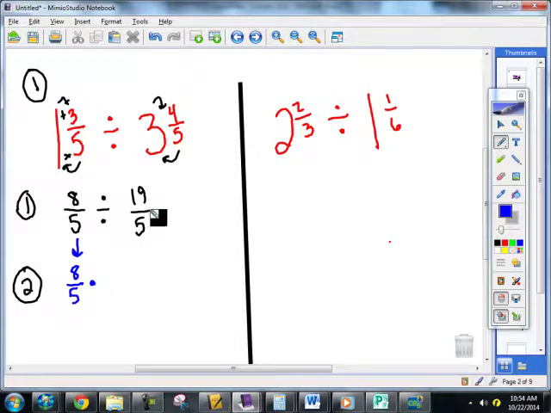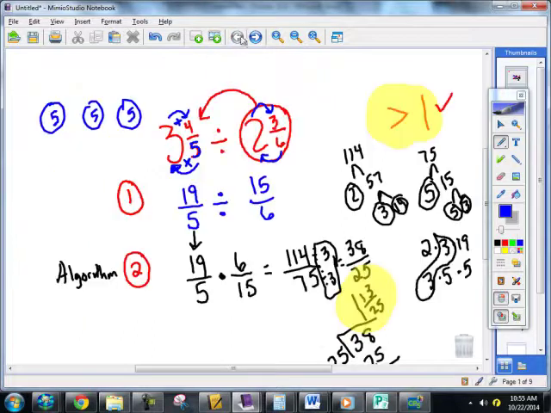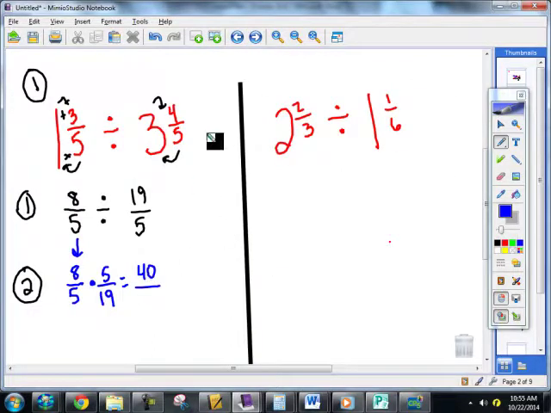Now we're ready for the algorithm for division, which is the dividend stays the exact same. Division becomes multiplication, and the reciprocal of that becomes 5 over 19. Okay, and that's going to be 40 over 114. No, 5 times 19, hang on. 95. Okay, pretty simple one to simplify here, because it ends in 0 and 5, so I know that 5 is a factor of both of these. So that's going to make it 8 over 19. Okay, and then there you go. I know that's in simplest form because 19 is a prime number, and they don't share any factors.